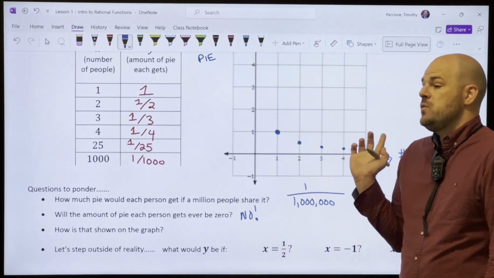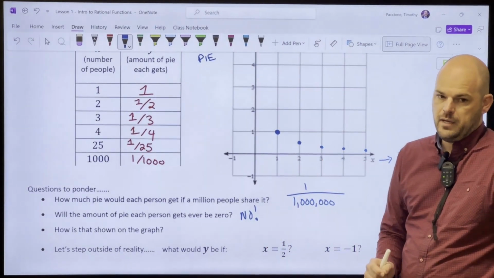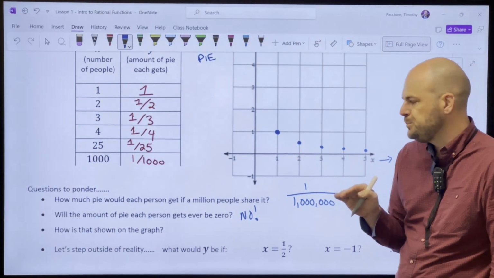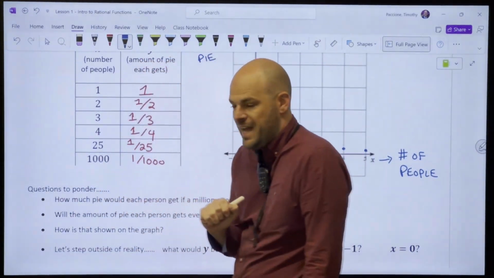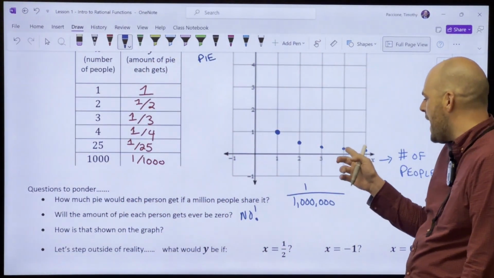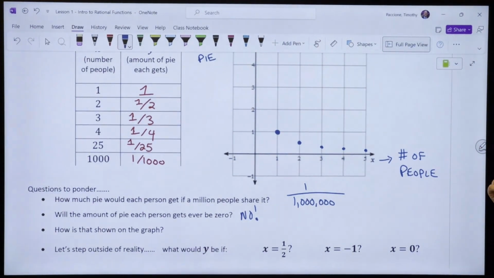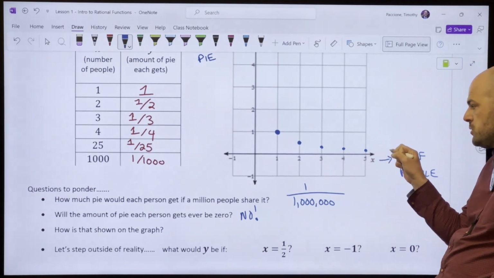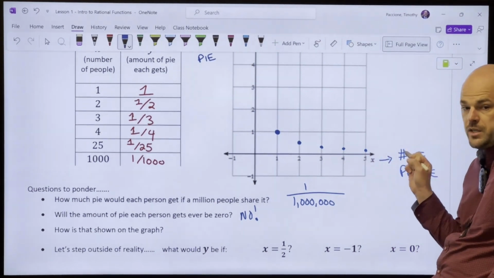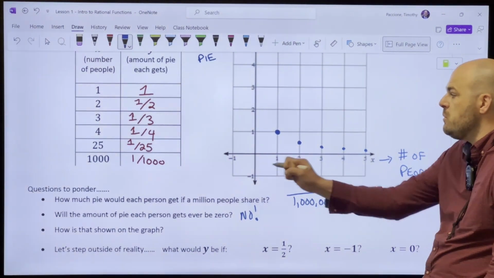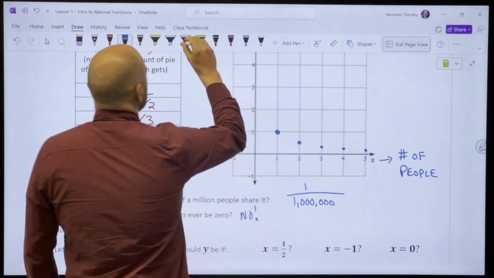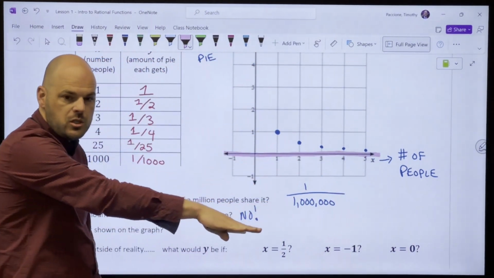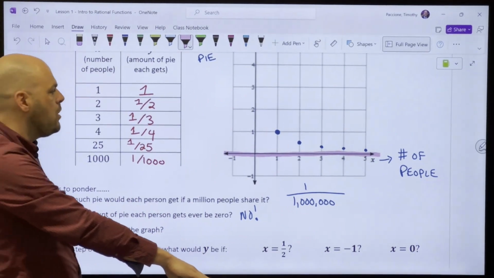Yes, we could go all the way to infinity and we still would not hit no pie. Okay? So we want to think about how that would show up on a graph. Next question, how is that shown on a graph? What would happen as this continued to go? It would get close to 0, but it would never touch. Exactly, the x-axis. It would get closer and closer, but it would never cross it or touch it. Good. So it's almost like there's an imaginary line right here that it would just approach but never touch, right? Okay, cool.